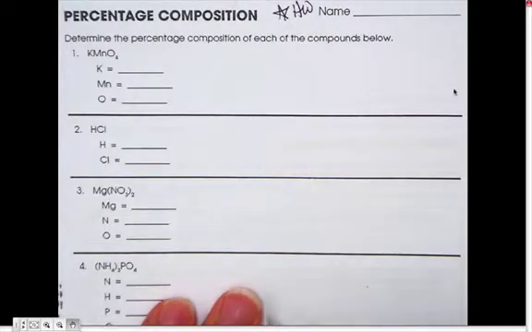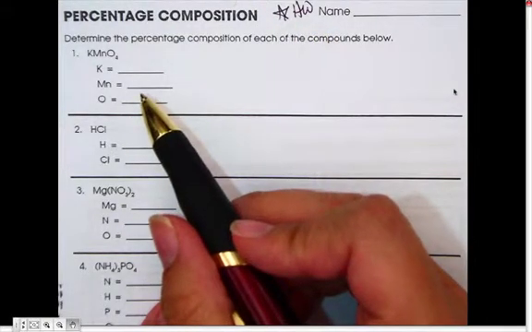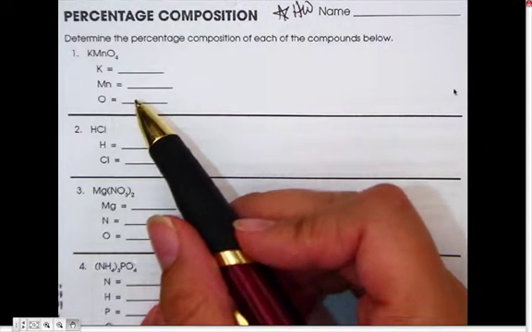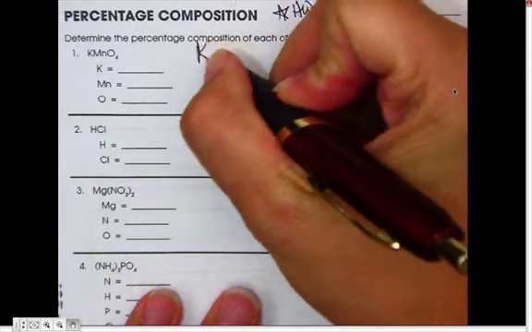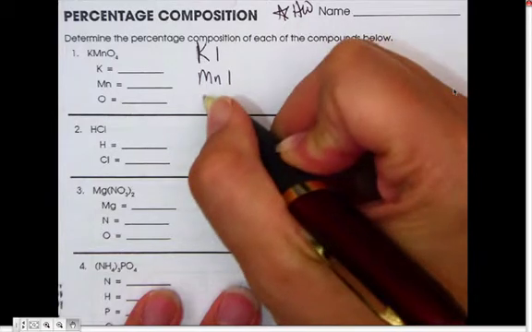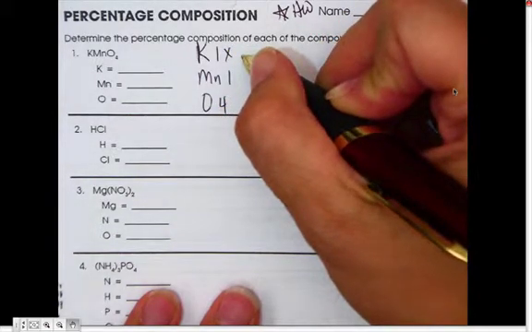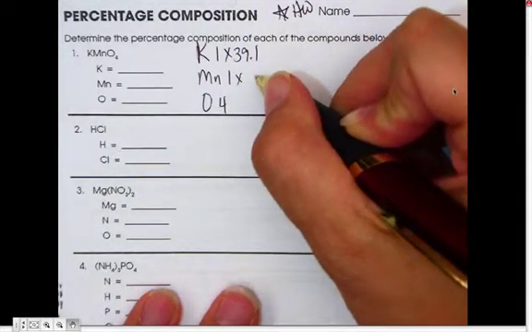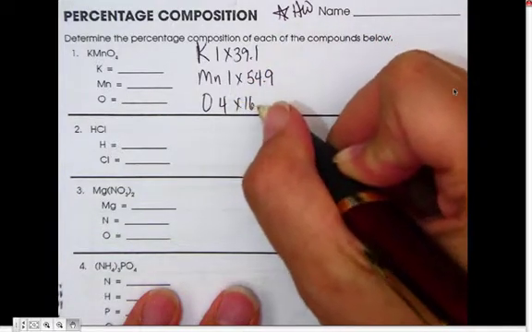Let's do some practice with percent composition problems. This one is giving me a formula and no other numbers to use, so I assume I have a 1 mole sample. The first step is to find the molar mass. There's 1 potassium, 1 manganese, and 4 oxygens. So potassium is 39.1, manganese is 54.9, oxygen is 16.0.